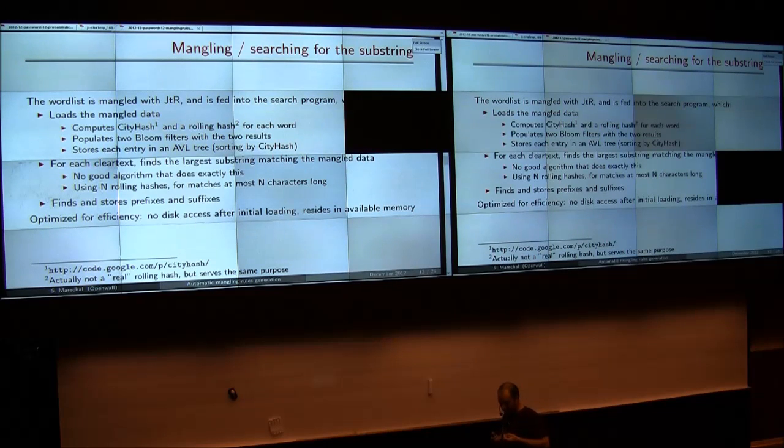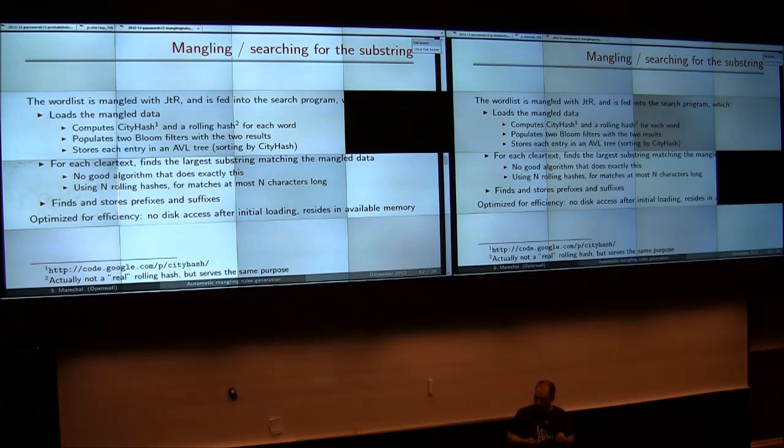So what is done is that the word list is mangled with GeoGebra for a given rule. Then for each word in the word list, I compute 2 hashes and store one of them in a binary search tree, and compute 2, well, people in the cracking community seem to call them bitmaps, but which should be Bloom filters, for quick rejection of false positives.